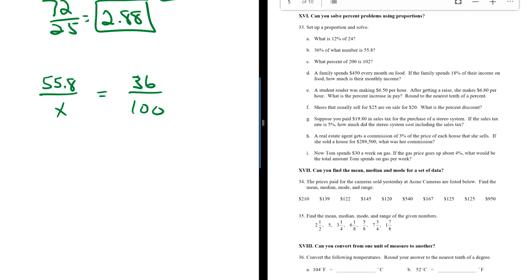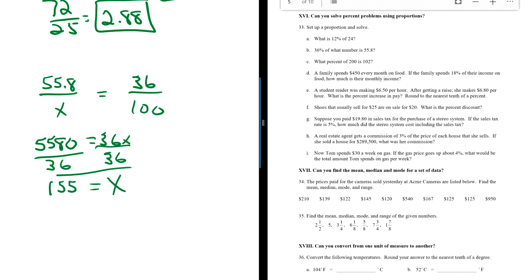All right, so I've got 100 times 55.8, which is 5,580, equals 36x. Okay, then I'm going to divide both sides by 36. So x equals 155.